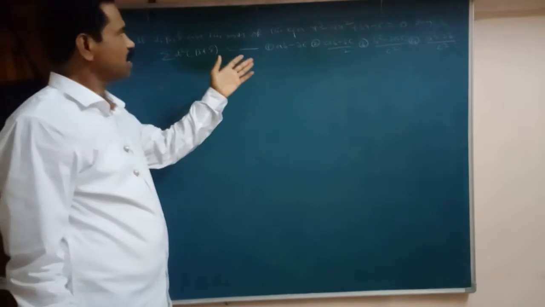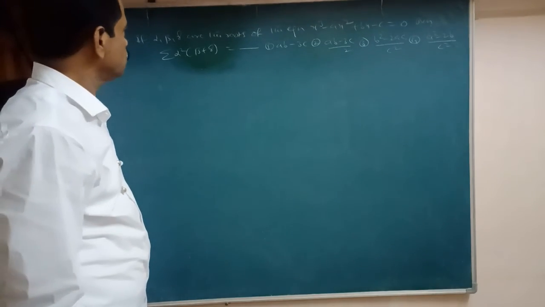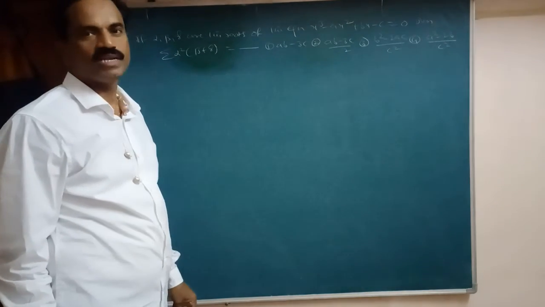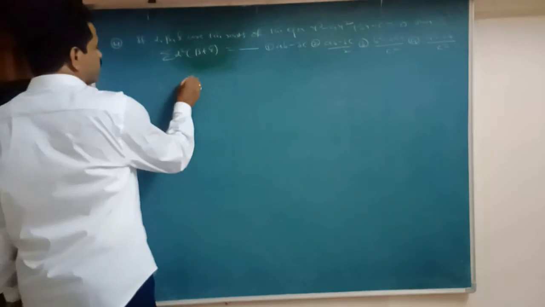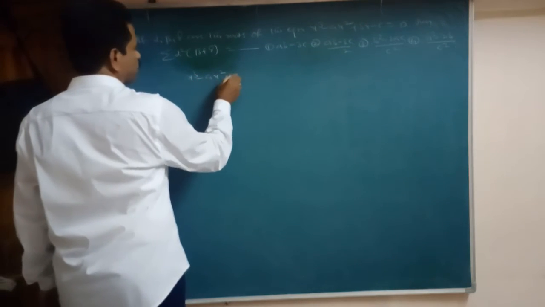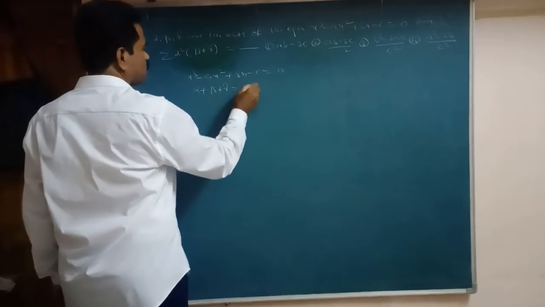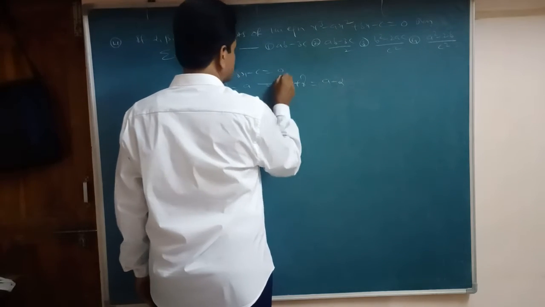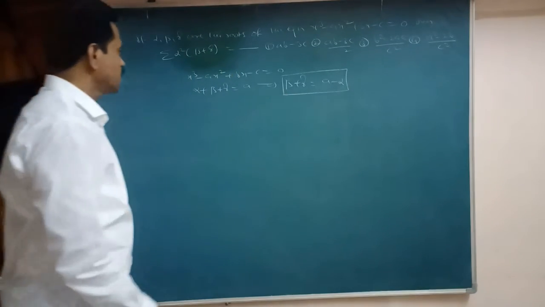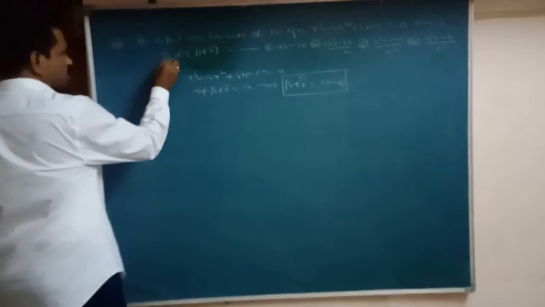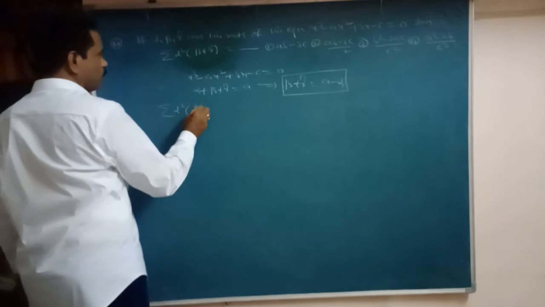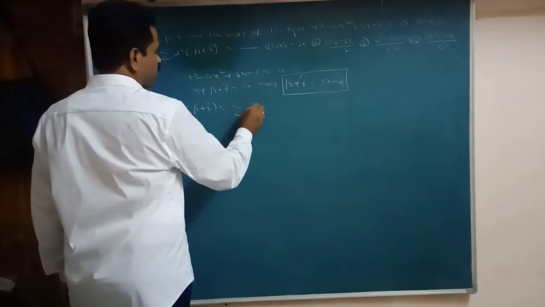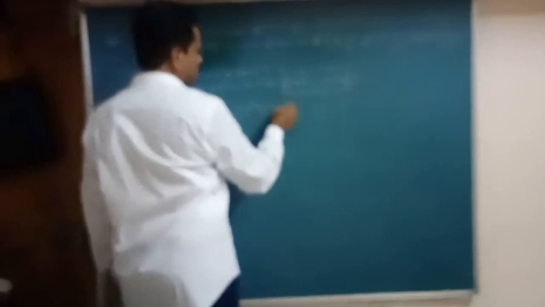See here, alpha, beta, gamma are the roots of this equation. X cube minus ax square plus bx minus c equal 0. So what is the given equation? X cube minus ax square plus bx minus c equal 0. Then sum of the roots alpha plus beta plus gamma equals how much here? A. So here beta plus gamma equals a minus alpha. Now you take this one here: alpha square into beta plus gamma, we can write here. What is beta plus gamma? Here a minus alpha, substitute here.